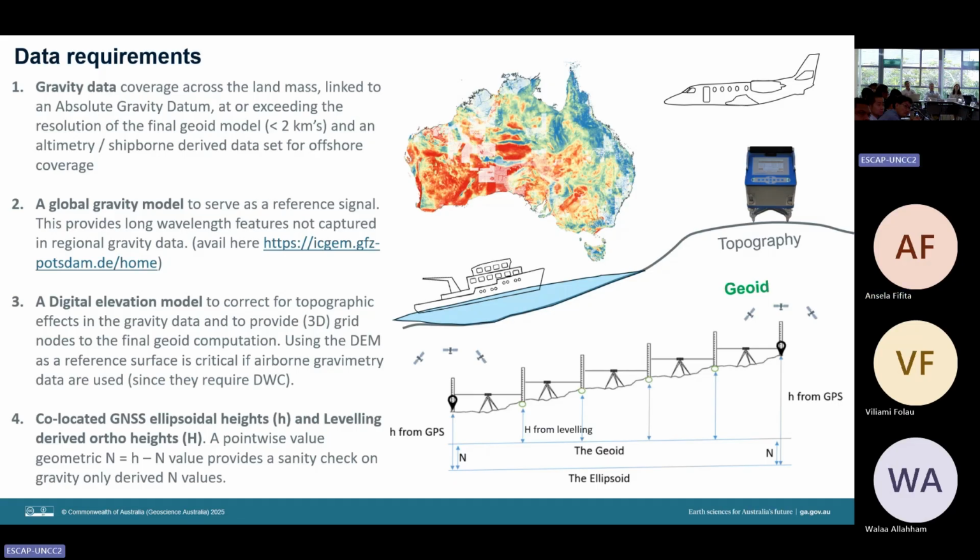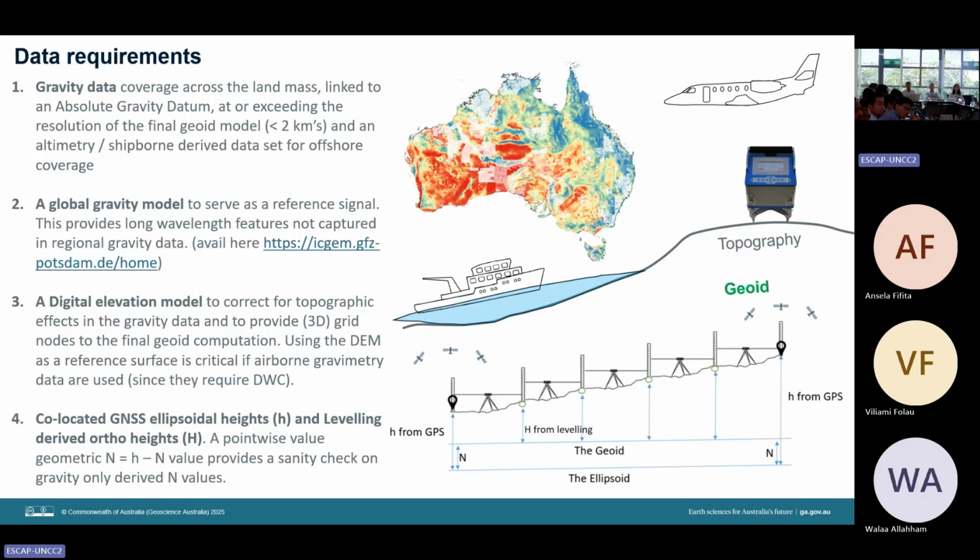So the idea with the gravimetry is that we aim to grid up the gravity anomaly field at the same resolution as the geoid model. So ideally, we need this data at or finer than the target geoid resolution. So better than 2 kilometer spacing. We're aiming for 1 arc minute.